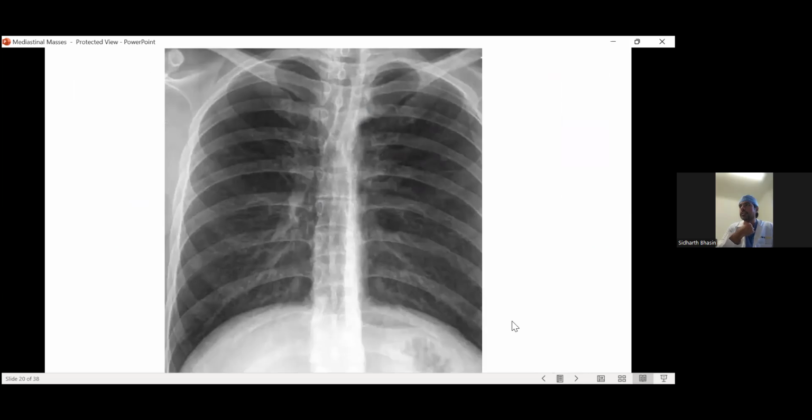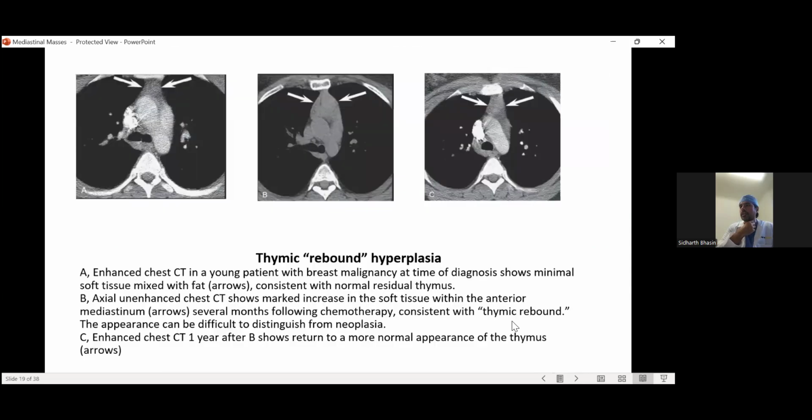You can compare these images, where image A is an enhanced chest CT in a young patient with breast malignancy at time of diagnosis. It shows minimal soft tissue mixed with fat right there where the arrows are pointed. This is consistent with the normal residual thymus. And then image B shows a marked increase in the soft tissue within the anterior mediastinum several months following chemotherapy. This is called thymic rebound.